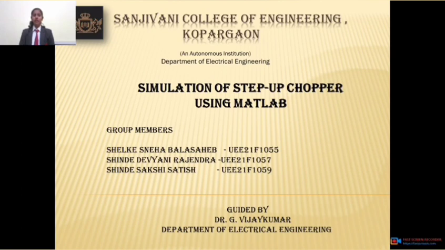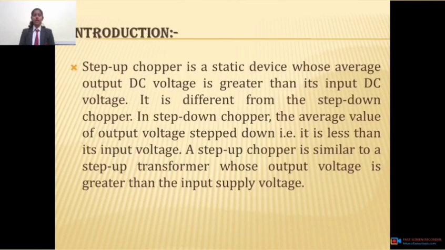Today we are going to present our topic, a simulation of a step-up chopper using MATLAB. A step-up chopper is a static device whose average output DC voltage is greater than its input DC voltage. It is different from the step-down chopper. In a step-down chopper, the average value of the output voltage is stepped down, that is, it is less than its input voltage. A step-up chopper is similar to a step-up transformer, whose output voltage is greater than the input supply voltage.